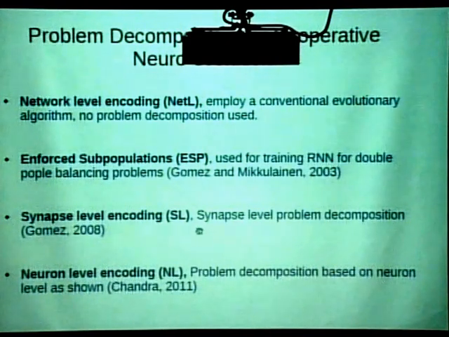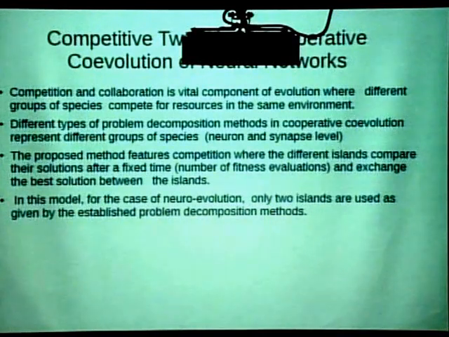Actually, in 2010, I checked if synapse level encoding, which was quite popular at that time, can be used for pattern classification problems using feed-forward neural networks, and this was not successful. And neural level encoding performed twice as well as synapse level encoding. Those reports I have published in some places.